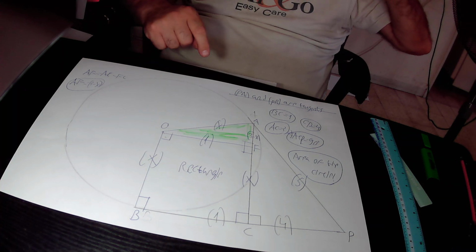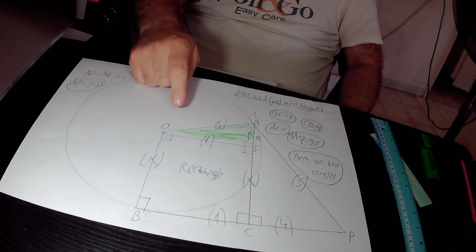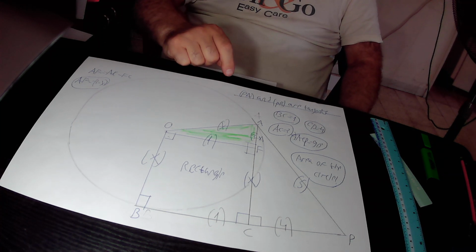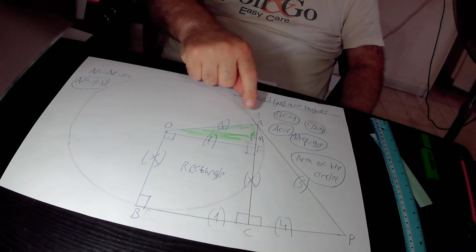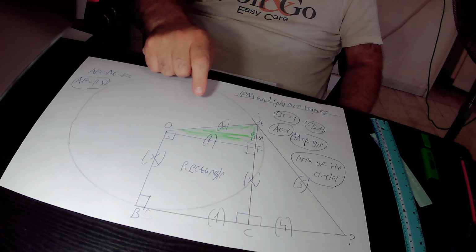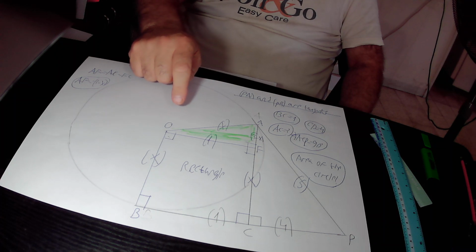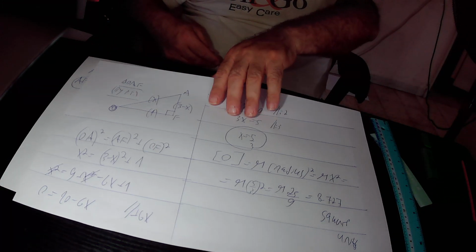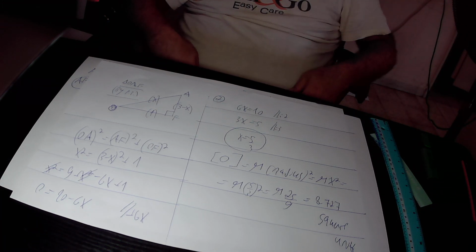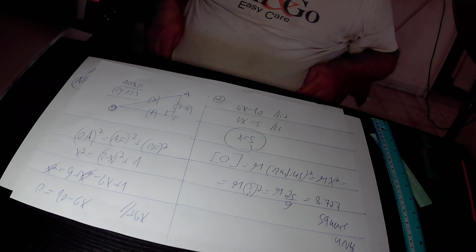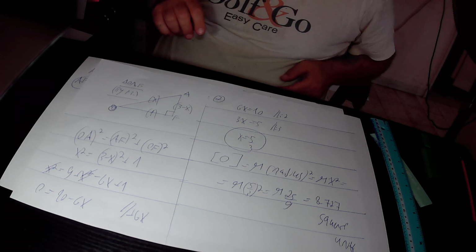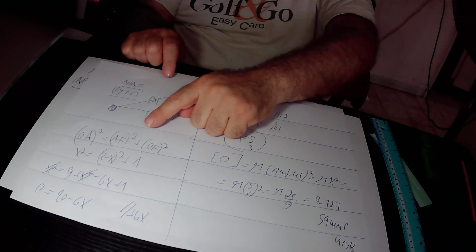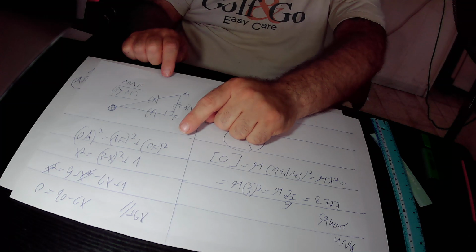In the next step, we join points O and A together by a line. OA is of course the radius of this circle, that is equal to x. In the next step, I copy the right triangle OAF onto a new page and we implement the Pythagoras theorem on this right triangle OAF. In this right triangle OAF, OA squared, that is the square of the hypotenuse, equals AF squared plus FO squared.